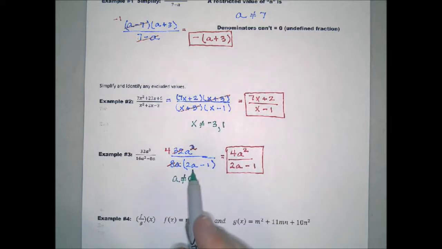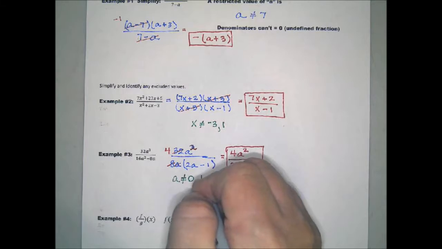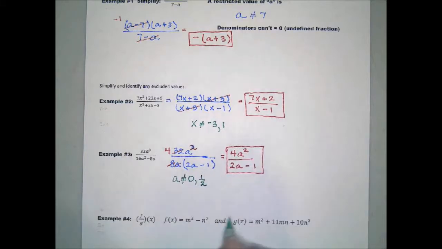But this factor gives us an excluded value also. If you make an equation 2a minus 1 equals 0, and you solve that equation, you're going to find that the value of a is positive 1/2. So those are my two excluded values of a. A cannot be 0 in this problem, and a can also not be 1/2.